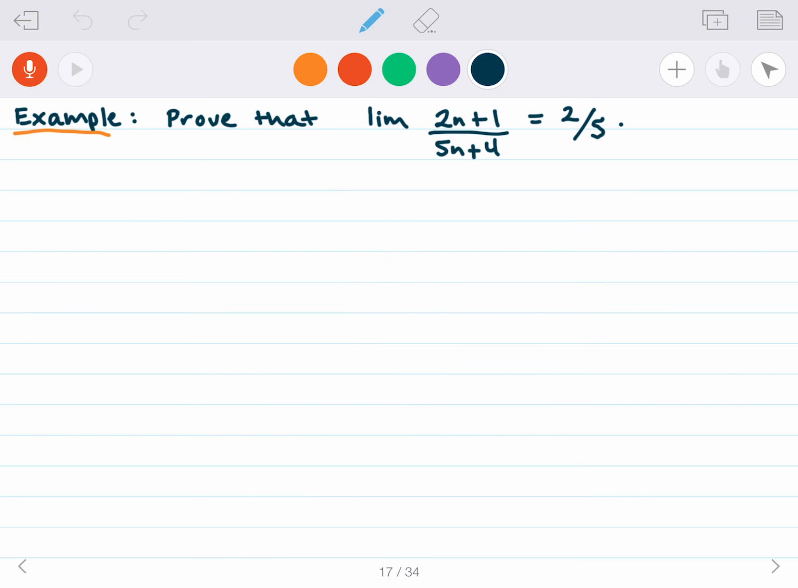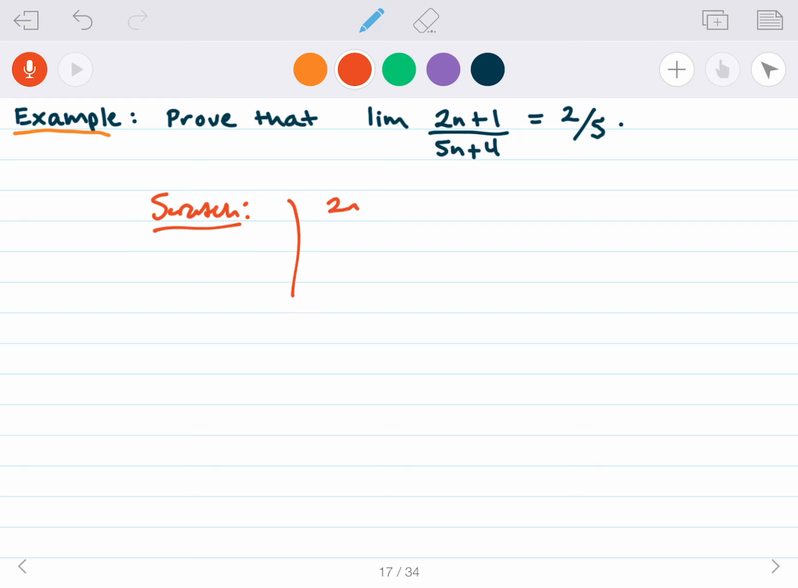All right, what about this one? Okay, I'm looking at the time. We're good. Okay, so we want to show the limit of this is 2 over 5. So try pausing the video, see if you can do this. Okay, so here's our scratch work.